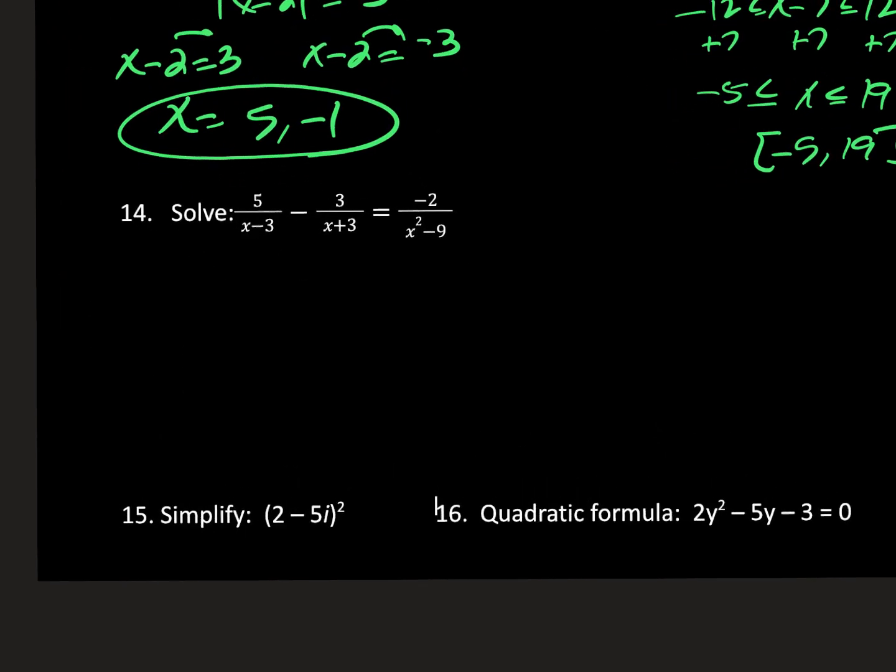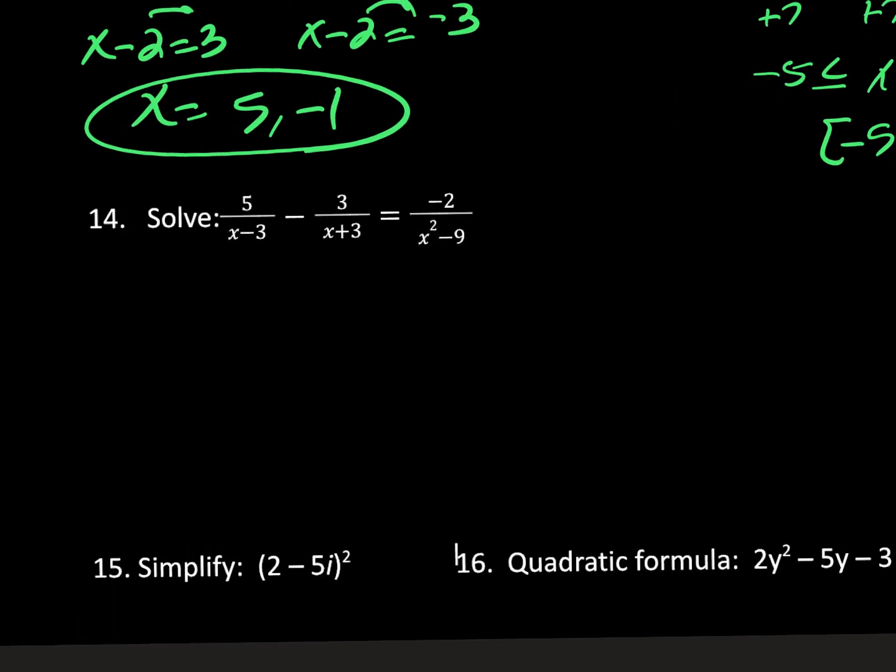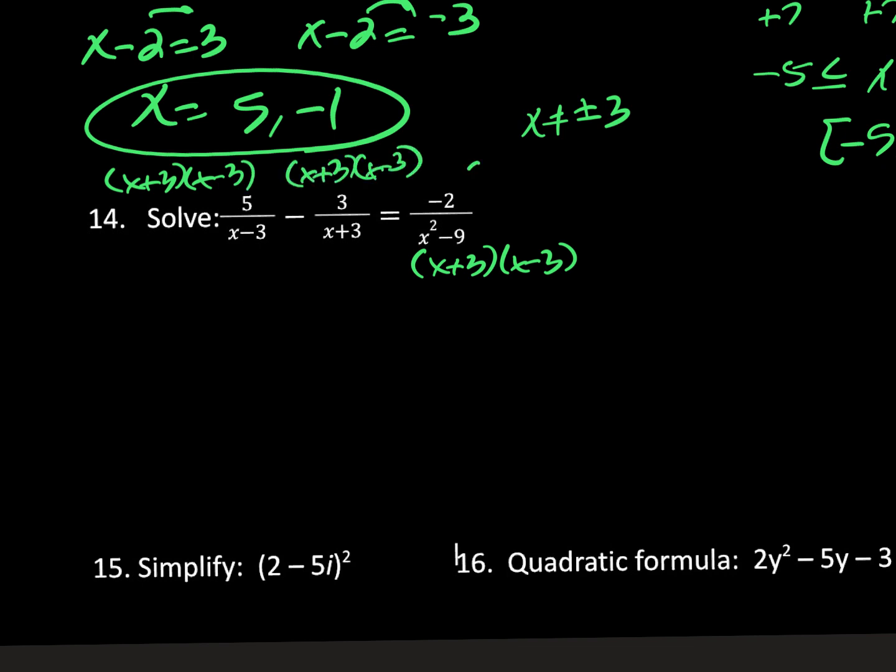Number 14, almost done. Start off by factoring the bottom right here, x plus 3, x minus 3, and then tell what x cannot be, like x cannot equal either one of the 3's, and multiply by the LCD, and the LCD is x plus 3, x minus 3. I'm going to do every term times x plus 3, x minus 3, every single term by x plus 3, x minus 3. And watch what cancels.